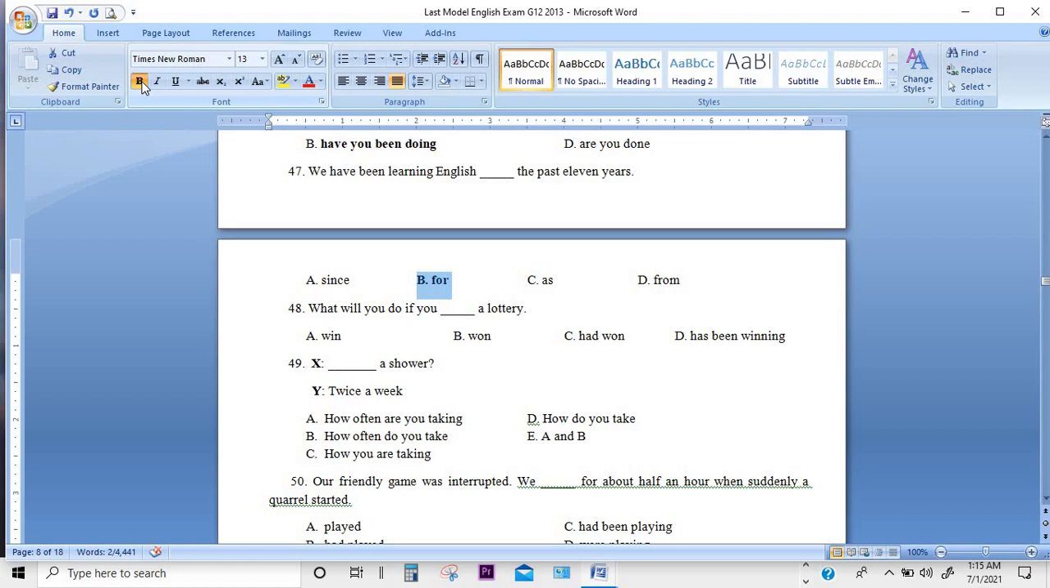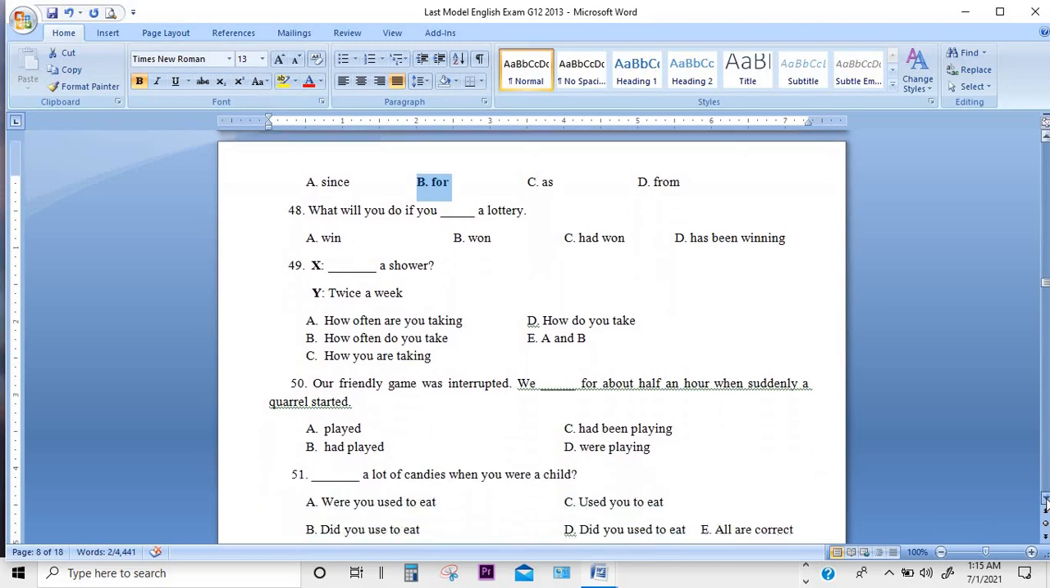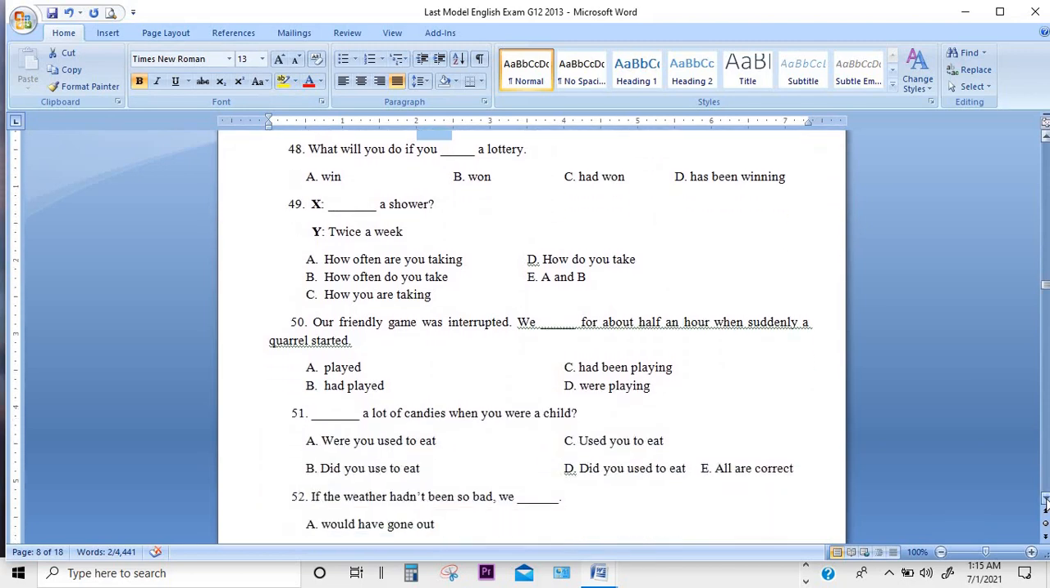So we use for with total time or total duration. Okay, number 48: What will you do if you dash a lottery? What will you do?